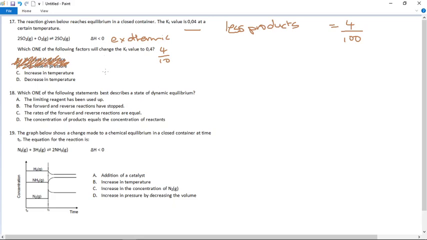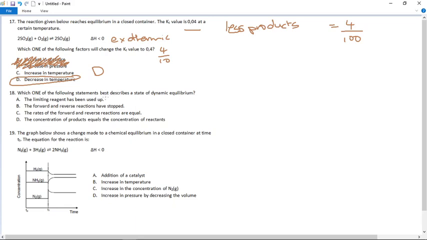And then we have to decide: this reaction is exothermic, but we want to favor the forward reaction, so we need to decrease the temperature, because that is all that will favor the forward reaction so that we can have more products. Number 18. Which one of the following statements best describes a state of dynamic equilibrium?